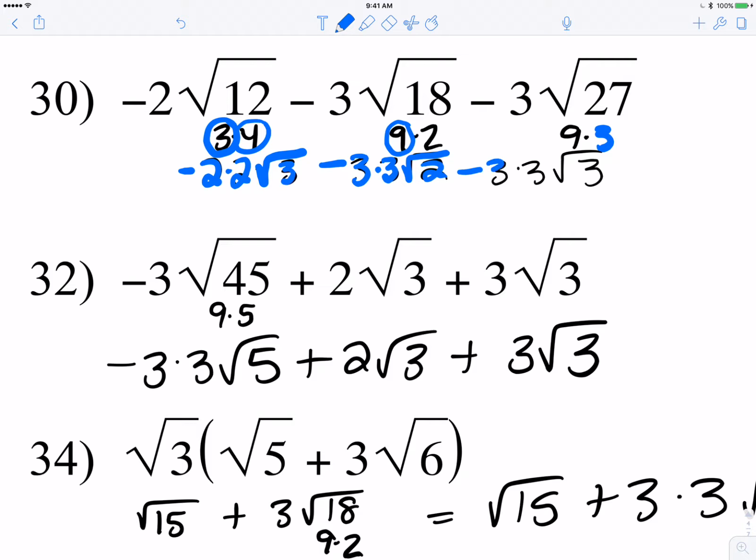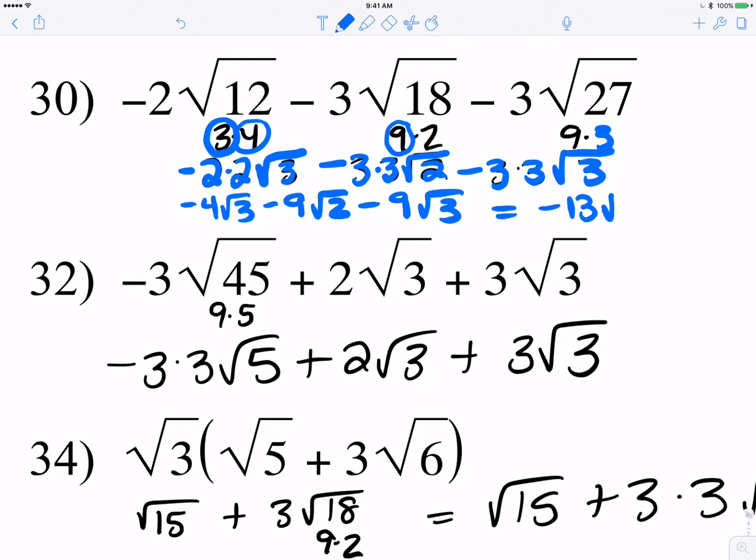Then we have a minus 3 on the outside. We can take the square root of 9, that is 3, but we leave 3 underneath the square root because that would give us a decimal. So that's negative 4 square roots of 3 minus 9 square roots of 2 minus 9 square roots of 3. The square root of 3's can be combined together, so that's negative 4 minus 9 square roots of 3 is a total of negative 13 square roots of 3. And then minus 9 square root of 2 can't be combined, so we just leave it separate.